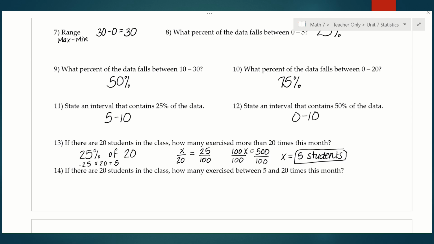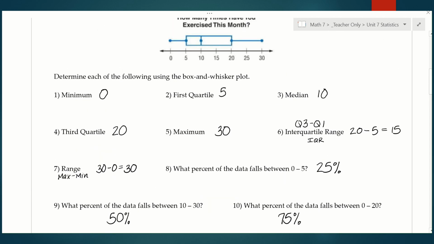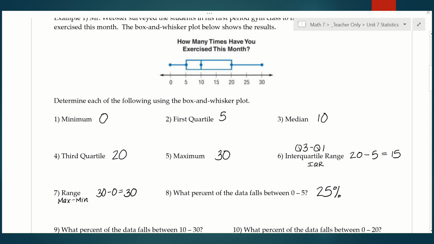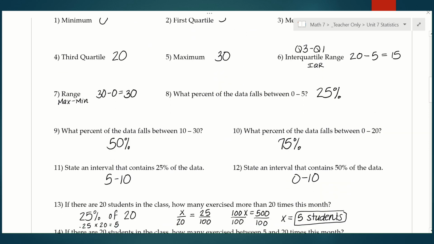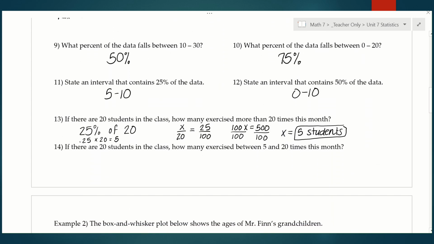Okay, number 14. If there are 20 students in the class, how many exercised between 5 and 20 times this month? So going back up to the box and whisker plot, 5 to 20, this is 2 sections of our box and whisker plot, which means 50%. So I know that 50% of the class exercised between 5 and 20 times this month.